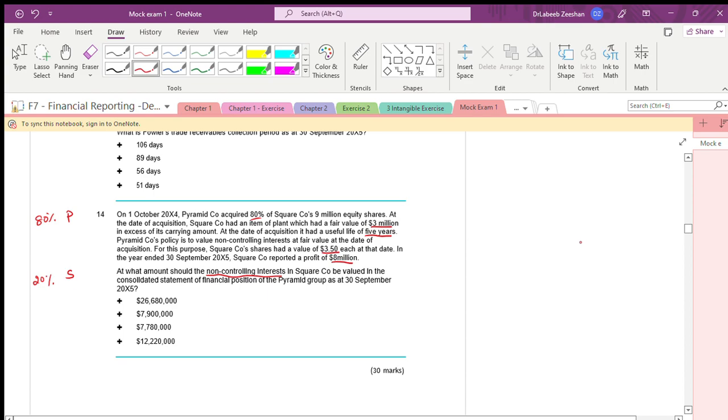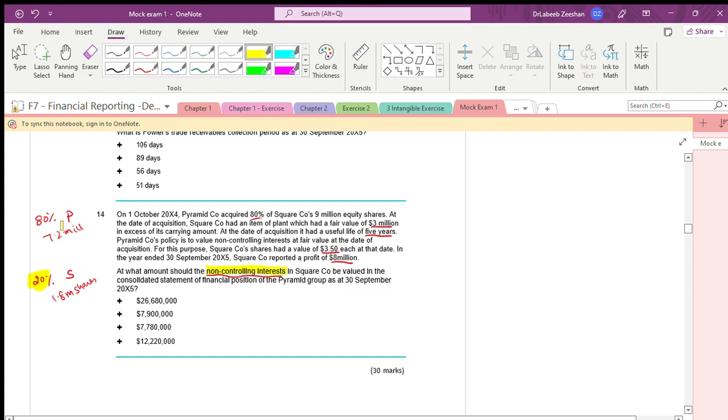They acquired 80% of the 9 million shares. 80% of 9 million means 9 into 0.8, it comes to 7.2 million shares here, and 1.8 million shares for the NCI, the 20%. That's very important. We are talking only about the NCI.